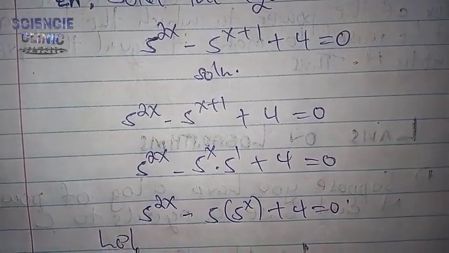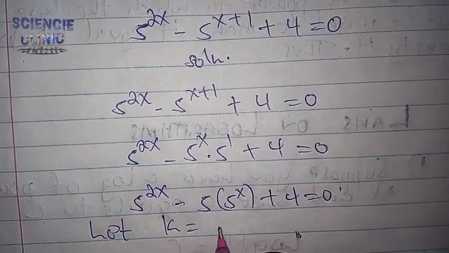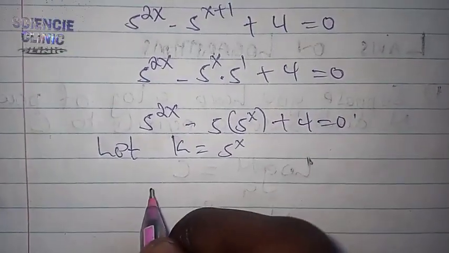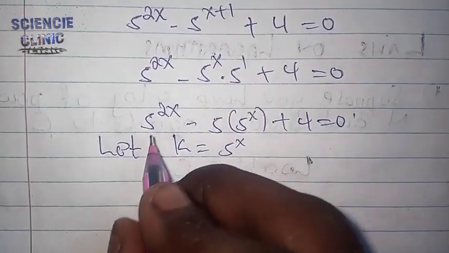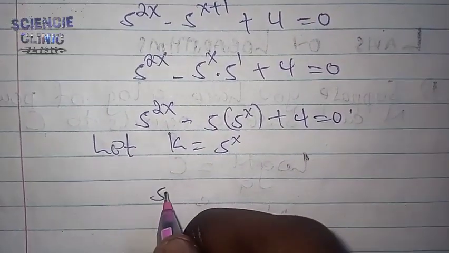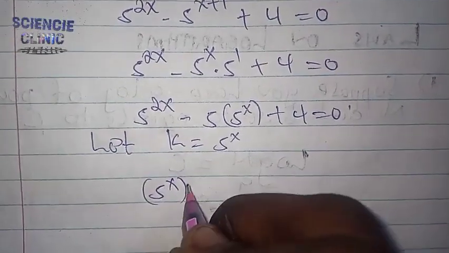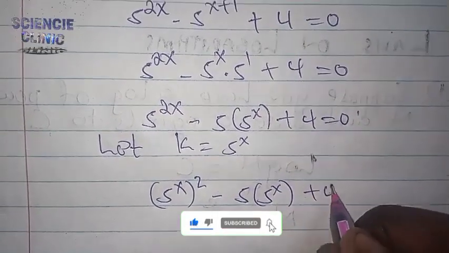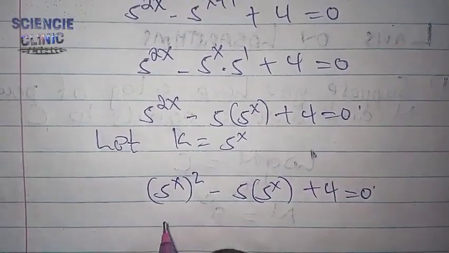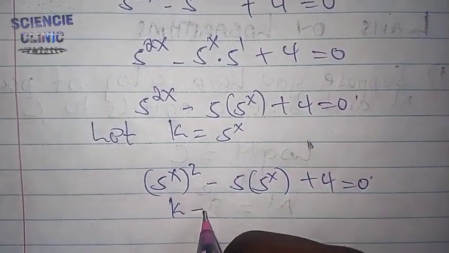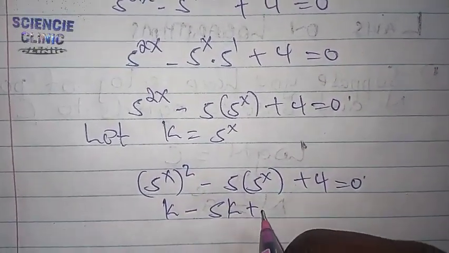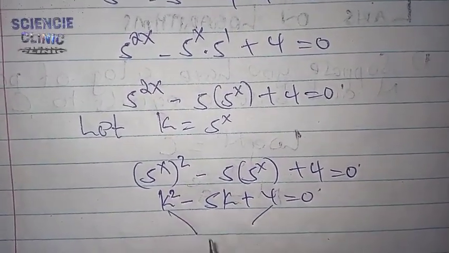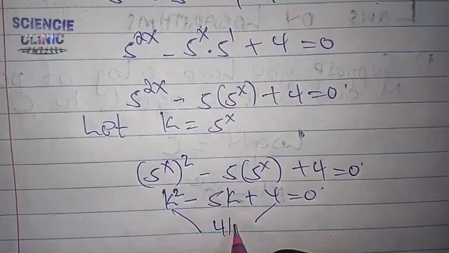Now we can let k be equivalent to 5 to the power x. What are we going to have? From there, this is like this: it is 5 to the power x out of the bracket squared, minus 5 to the power x, plus 4 equals 0. Where there is 5 to the power x, we are going to put k. So we are going to have k squared minus 5k plus 4 equals 0. Multiply this with that: you are going to have 4k squared.